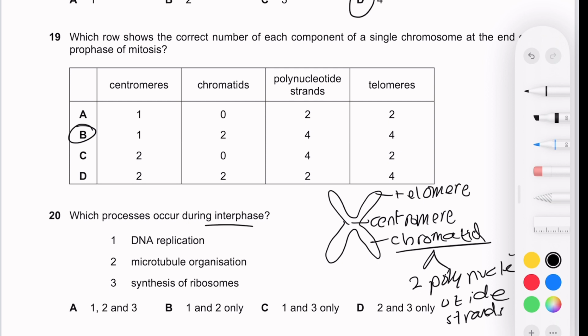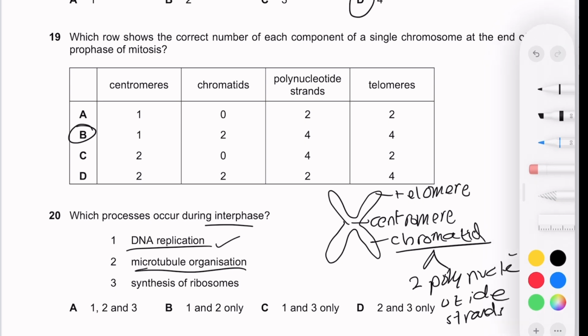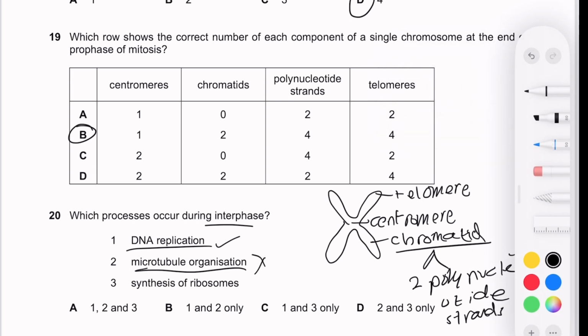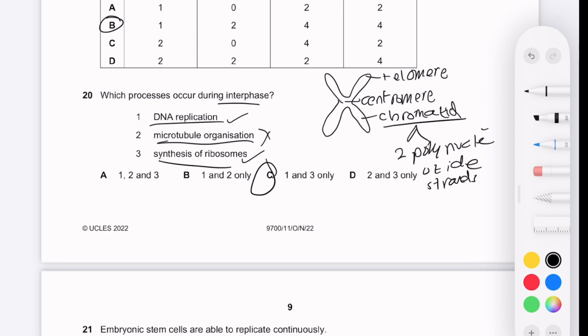Which processes occur during interphase? So during interphase, we have DNA replication. That is correct, during S phase of interphase. Microtubule organization. Well, actually, microtubules are not produced until prophase, so I would say 2 is wrong. Synthesis of ribosomes. Well, ribosomes, yes, they are organelles that are produced, and they could be synthesized during G1, the first growth period. So it's 1 and 3 only.